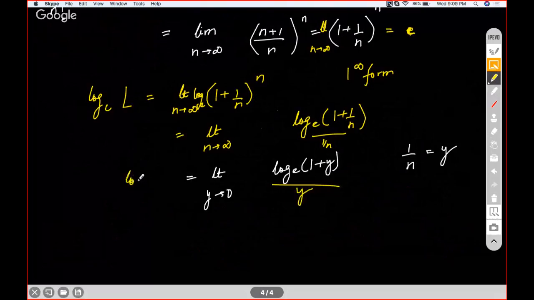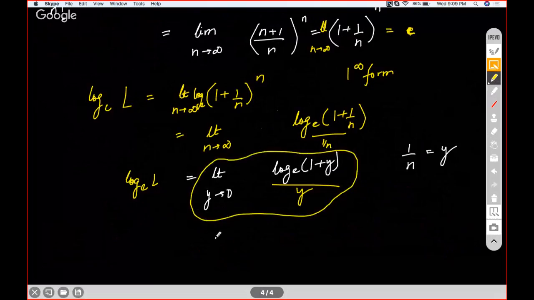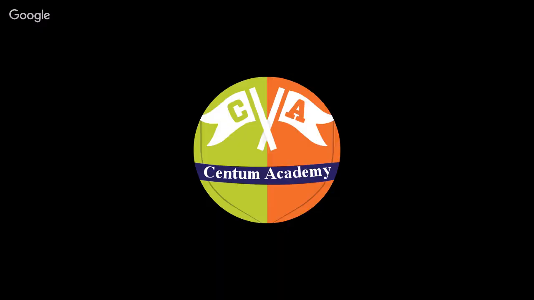This is a limit which you have already seen before, Aditya. ln(1 + x) by x as x tends to 0 is 1. So log L to the base e is 1, so L becomes e. Now e, as we all know, is 2.71828 and so on, which is greater than 1, and hence this particular series will diverge. So it's a divergent series.